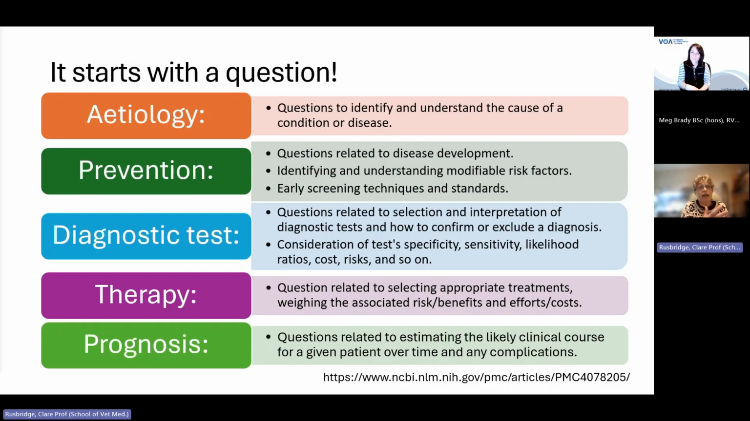And so I've divided the kind of question that we have here into these five different categories. So etiology, so question to identify and understand the cause of a condition or disease. So going back to that weight there, what animals are overweight in the practice, and is this more likely to be associated with a problem? The animals that are overweight, are they more likely to be certain breeds? I think we can all answer that one very quickly.